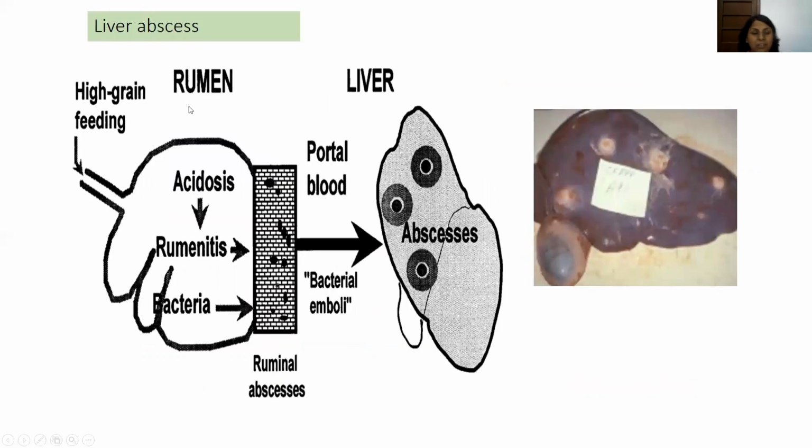Here you can see that high grain feeding results in acidosis, which causes ruminitis. Fusobacterium will then attack and cause bacterial emboli. Through the portal blood they enter the liver, and there they cause the abscess. Here you can see the liver abscess due to Fusobacterium.